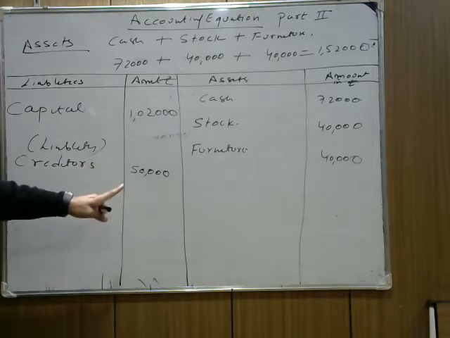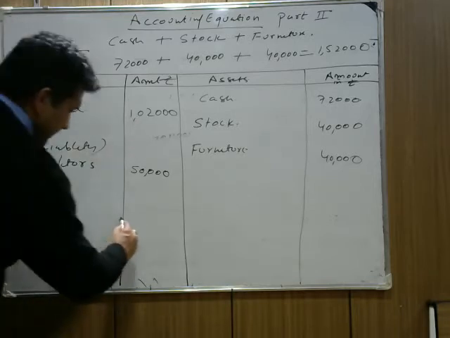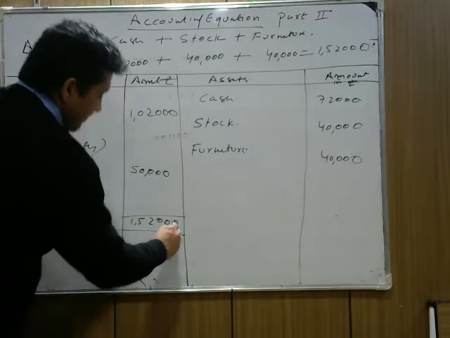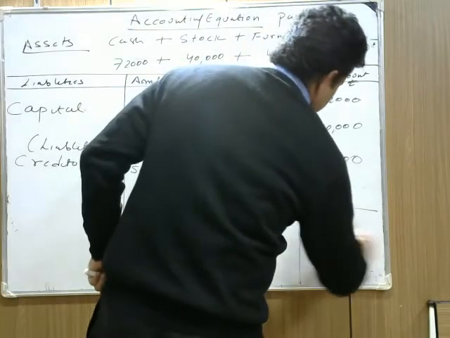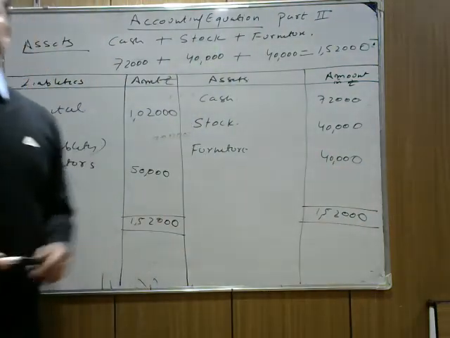The creditor is given, which is 50,000. Then we have cash 72,000. Then we have stock 40,000. Now check whether the balance sheet is equal or not. It's 1,52,000. This is how we prepare a balance sheet.